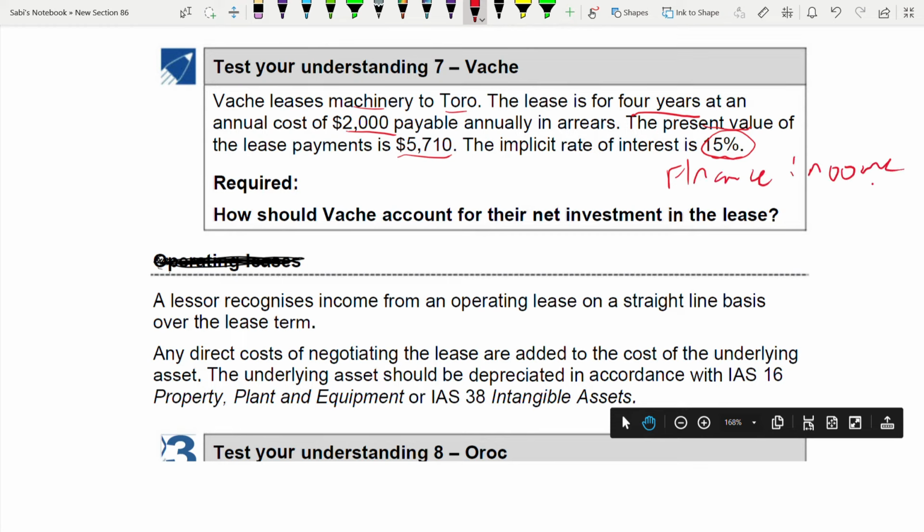Okay. How they should account for this net investment in the lease. This is for 4 years. So here, remember this amount needs to be recognized as receivable. The lease payment. The present value of lease payment. It's a fixed payment. Now, this will be increased by the finance income and reduced by cash receipt. So you have to make a table now.